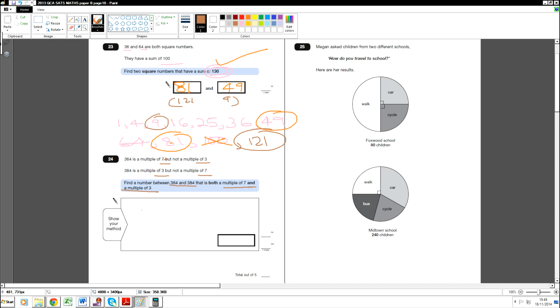Okay, so 364. What numbers would you try? We have to do a trial and improvement method. So we could try some of the numbers. For example, what could we try? Try 366, and we can try, for example, 369. So we divide them both by 3 and then divide by 7. Or what we could do is just divide them by 21.